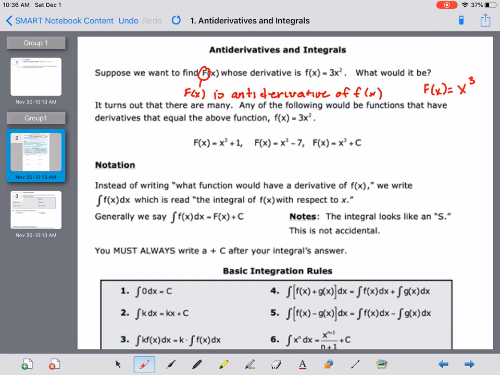But that's just one function that it could possibly be. There could be a whole bunch of different functions. Like we could have started with x cubed plus 1, x cubed minus 7, or x cubed minus 347. The point is, there's a value there that we don't know that could have possibly been zeroed out during the derivative process, some constant value. So just in case there was a constant value, we add this plus C. We call this the constant of integration.